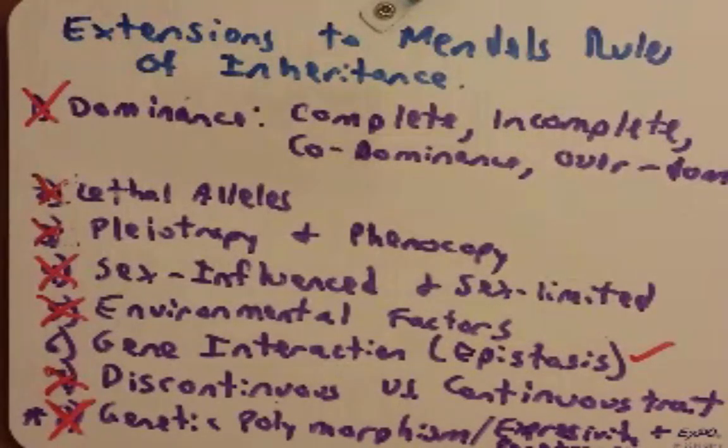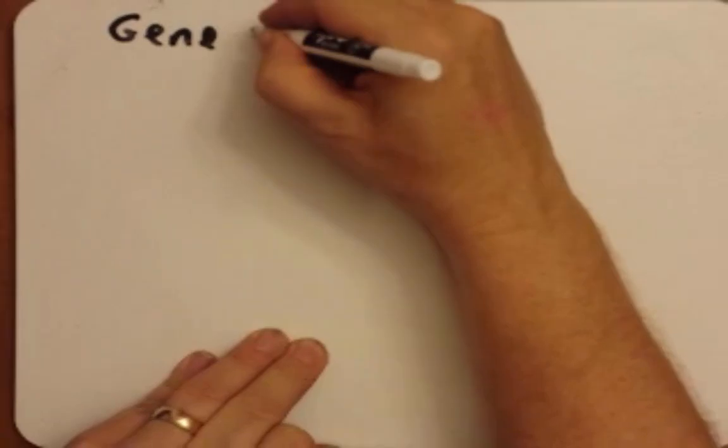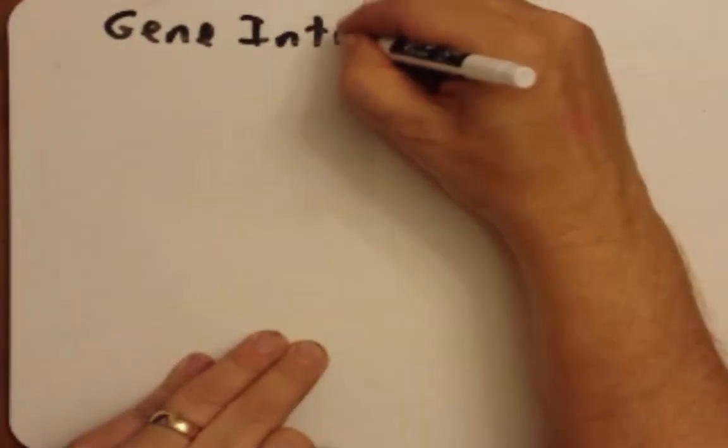Hello and welcome everyone. This will be our final podcast on extensions to Mendel's rules. In this podcast we're going to talk about gene interactions, and more specifically we're going to talk about epistasis. So we're going to begin talking about some general features of gene interactions.